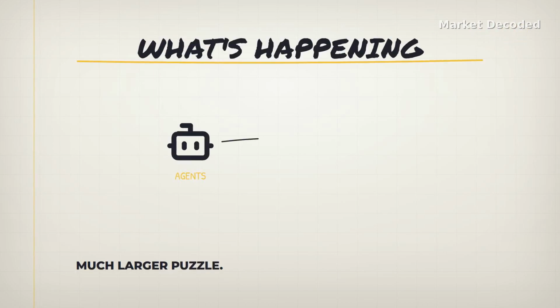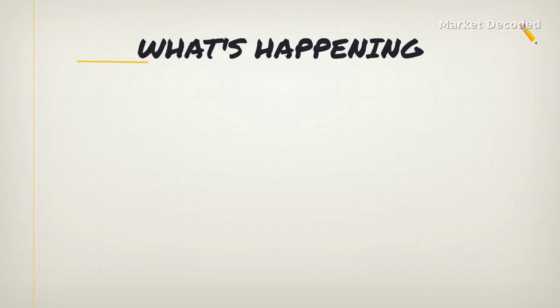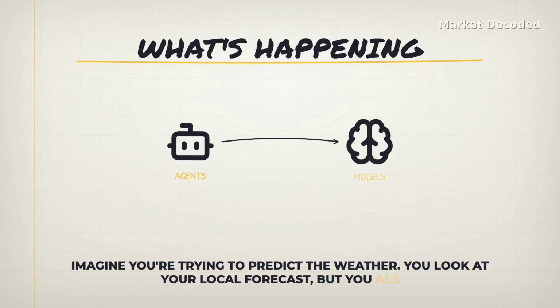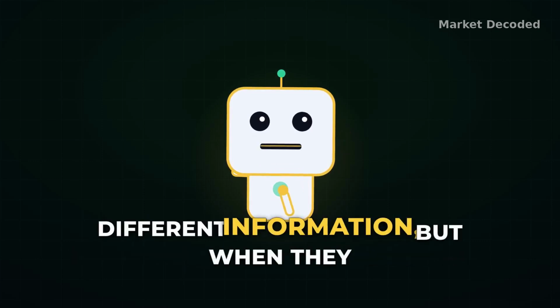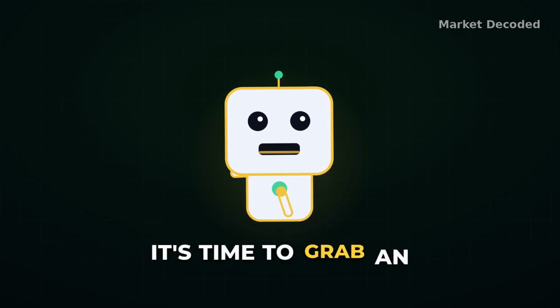So, we've broken down candlestick charts into their components: time frames, context, and individual candles. Now, let's put it all together. Imagine you're trying to predict the weather. You look at your local forecast, but you also check the satellite map, the radar system, and even ask a meteorologist for their expert opinion. Each source gives you different information, but when they all point in the same direction, that's when you know it's time to grab an umbrella.